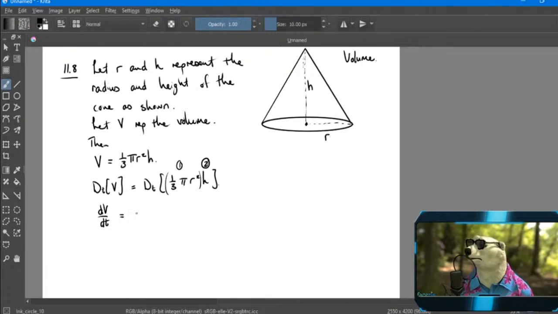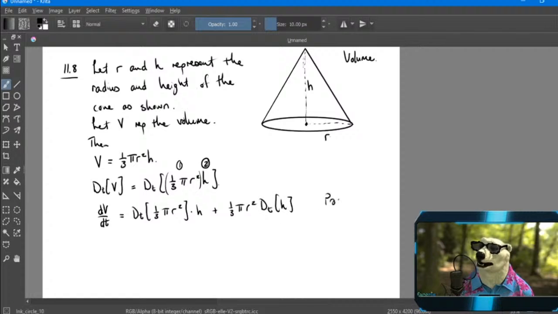So the product rule says it's the derivative of the first, and I'm going to write this out so that we see all the detail. Derivative of the first, and we'll resolve that in a second, times the second, plus the first, times the derivative of the second. So I'm using the product rule. Let's scroll up a bit.